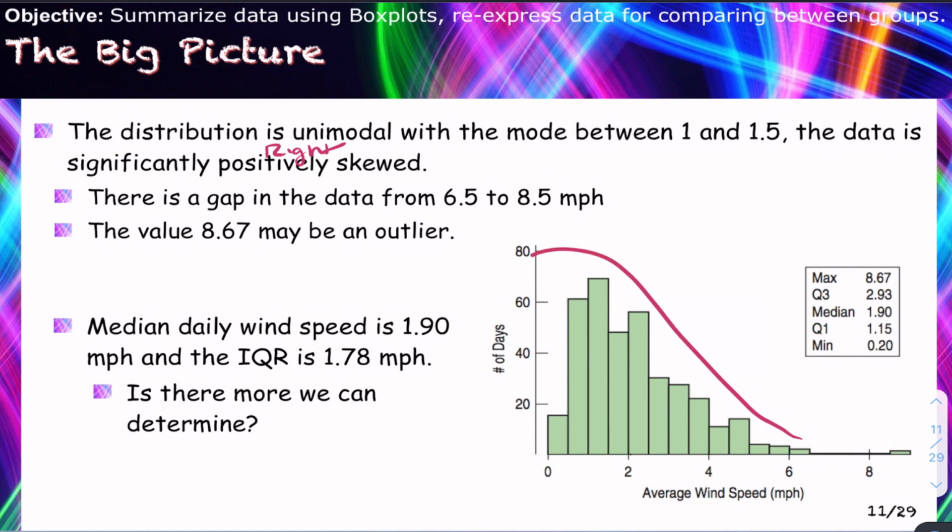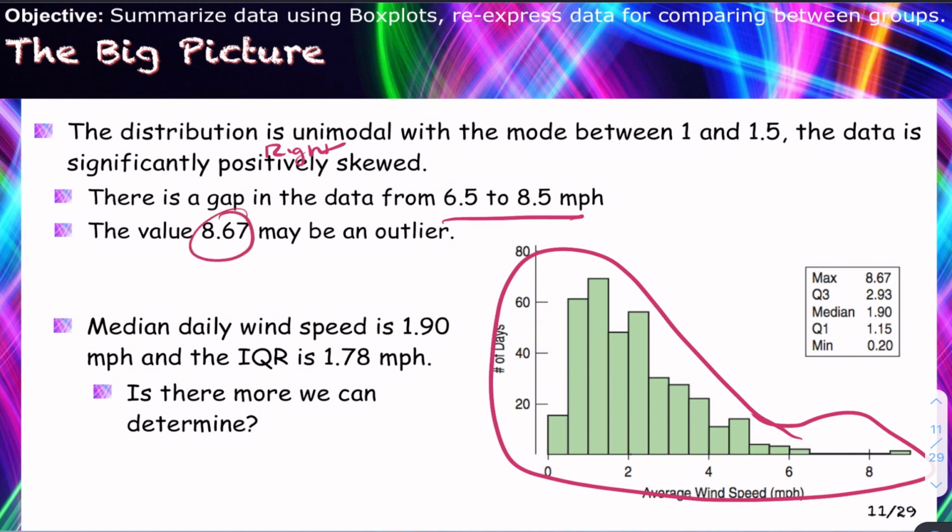How do we remember that? If we draw our picture, the whale's tail is where the skew is. So the whale's tail is on the right, so it's right skewed or positively skewed. There is a gap in the data from 6.5 to 8.5 miles per hour. The value of 8.67 may be an outlier. And so we need to figure out a way of telling if that's an outlier or not. The median daily wind speed is 1.9 miles per hour, and the IQR is 1.78. And again, we can find IQR by subtracting Q1 from Q3.